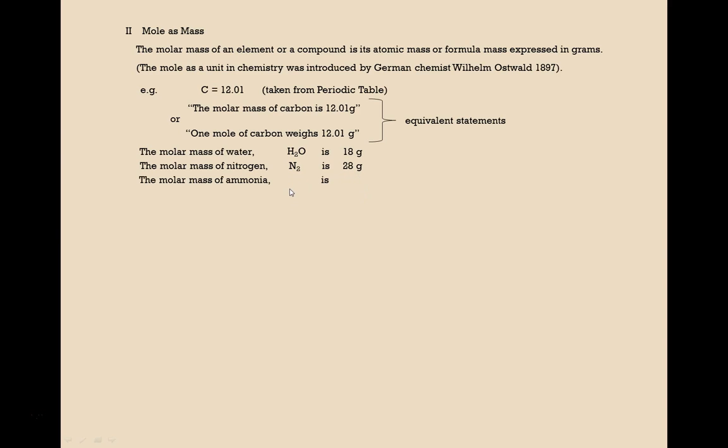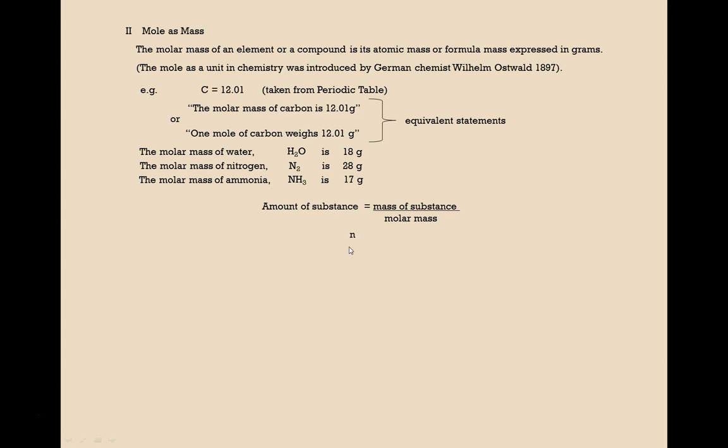Ammonia, formula NH3. We simply add up 14 plus 3 hydrogens at 1 each is 17. So the molar mass of ammonia is therefore 17 grams. Now we can develop the relationship between amount of substance and mass as we did above with number. You take the mass of a substance given in the question, divide by its molar mass, and that gives us the amount of substance in moles.